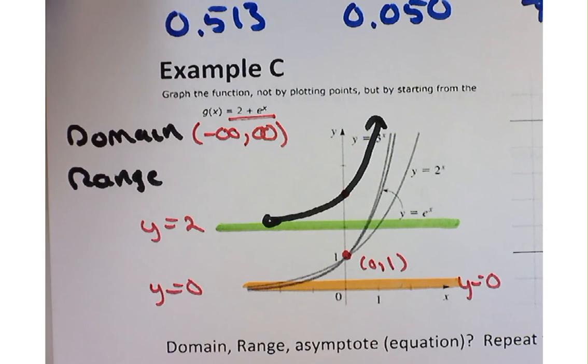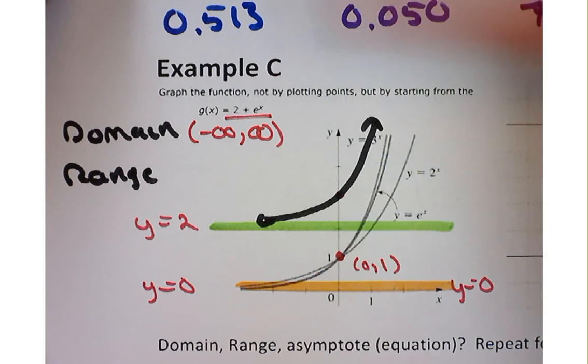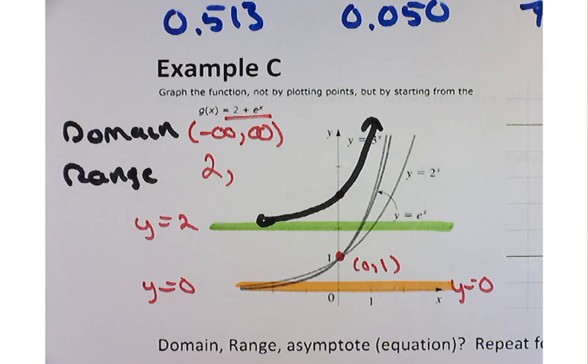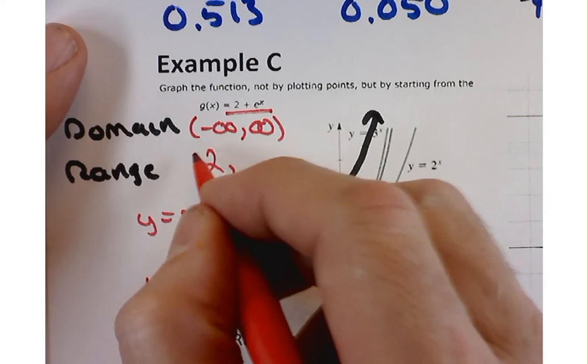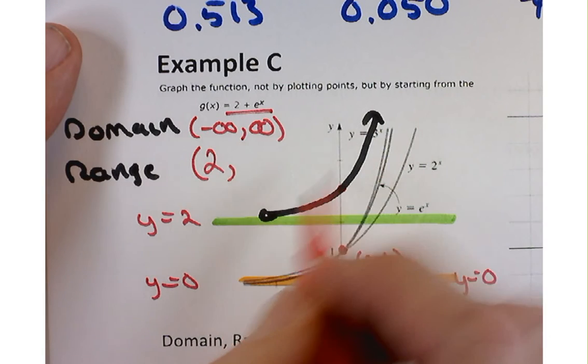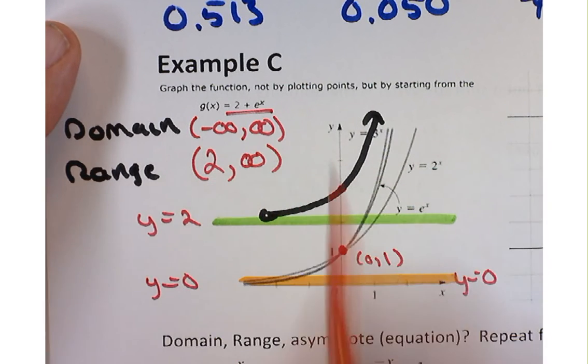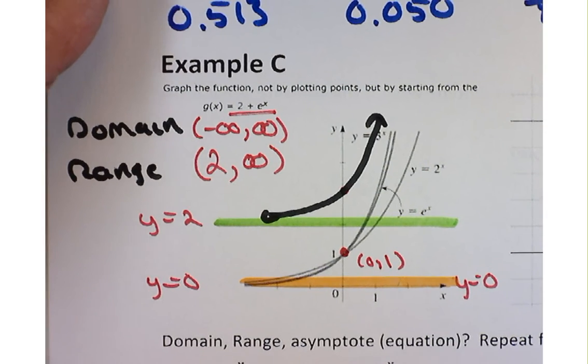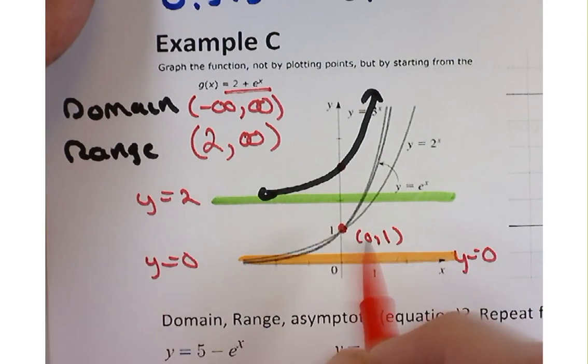Excellent. Now your y values go from lowest to highest. What's the lowest that these get to? 2. Now I got a good question for you. Should I write that 2 with a parenthesis or a bracket? Parenthesis, good. Nice. And it goes all the way up to what? Infinity. Excellent. So there's your domain and range. Nice. We're going to play that same game with a couple other functions down here. But are we good with our first pass at this?